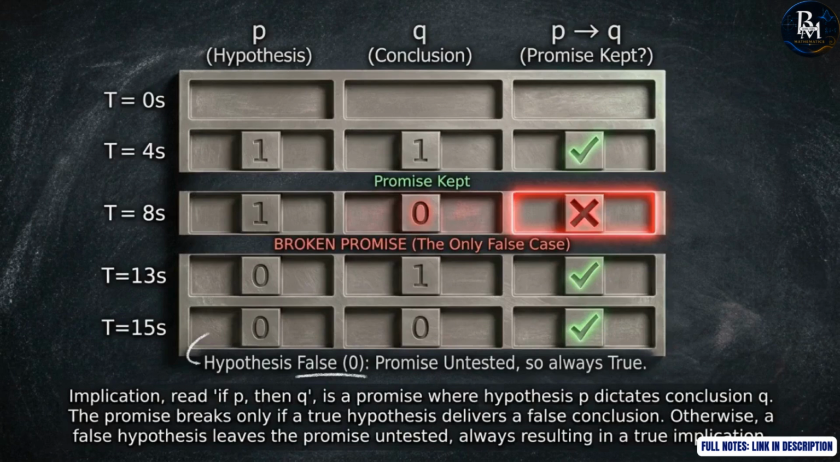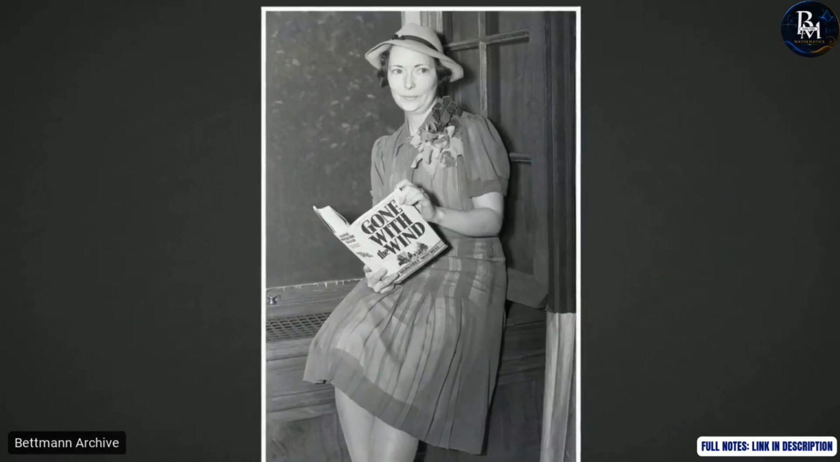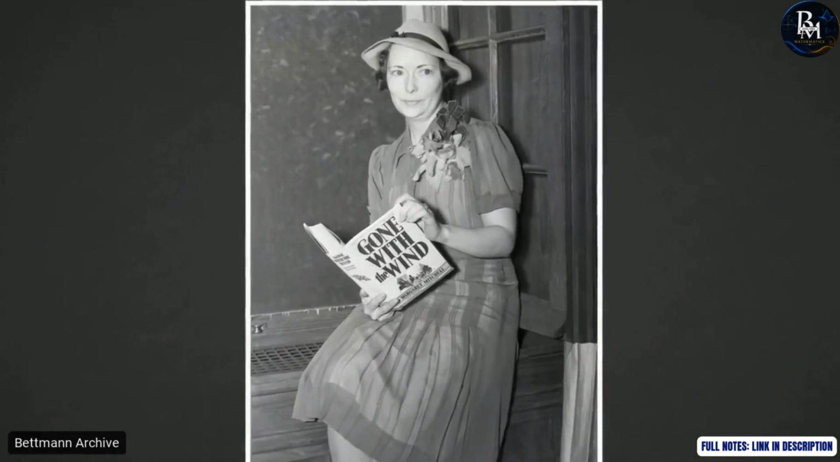Implication, read if P then Q, is a promise where hypothesis P dictates conclusion Q. The promise breaks only if a true hypothesis delivers a false conclusion. Otherwise, a false hypothesis leaves the promise untested, always resulting in a true implication. In mathematics, logic ignores cause and effect entirely.